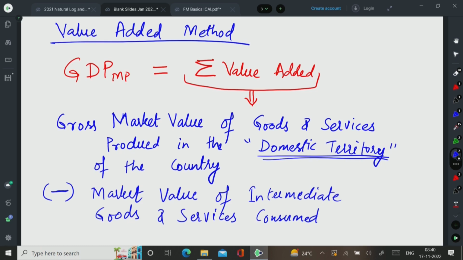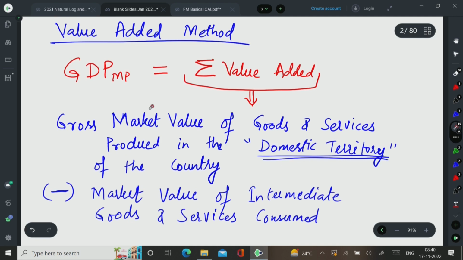Alright friends, once you have completed writing the determination of gross domestic product at market price, which will be the summation of value added: it is the gross market value of goods and services produced in the domestic territory of the country minus the market value of intermediate goods and services consumed. So that is basically the gross domestic product at market price.